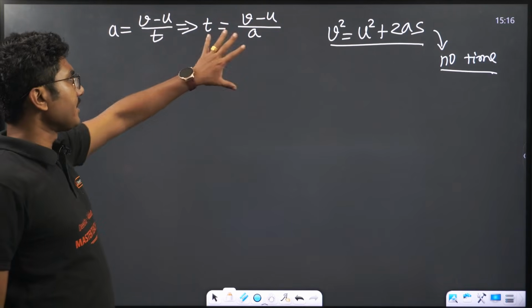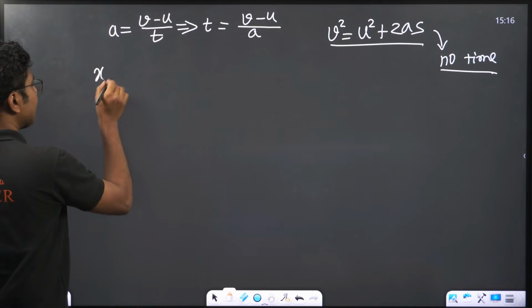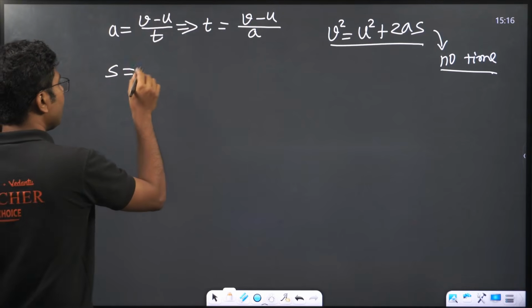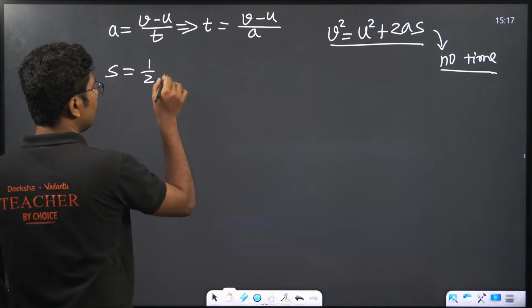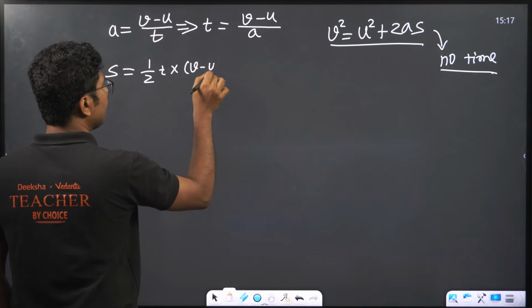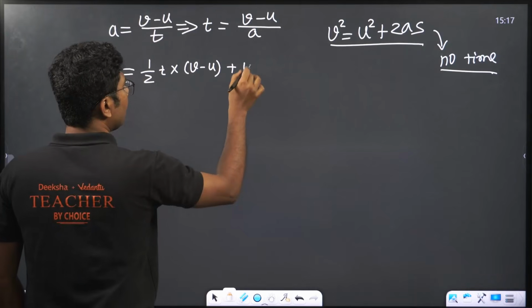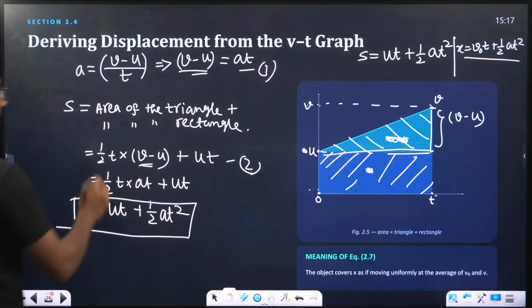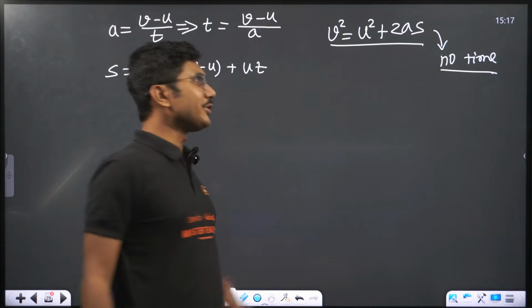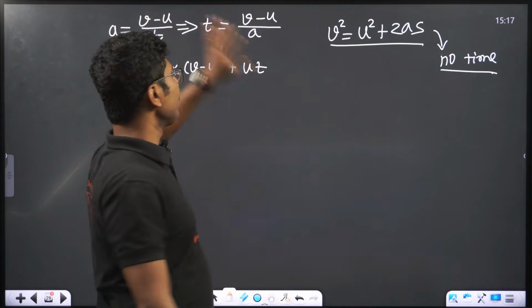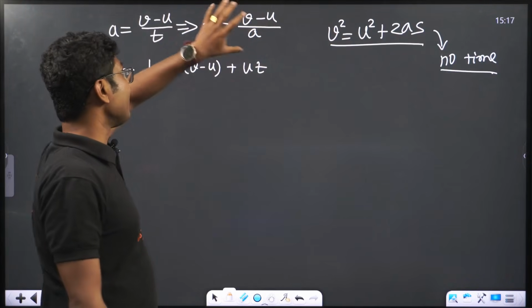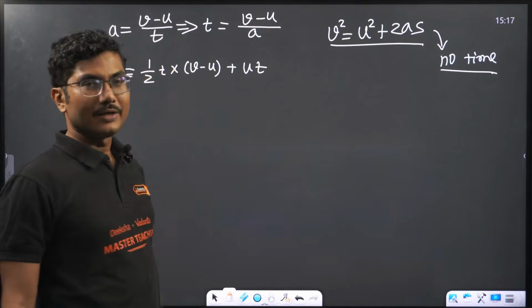Right, so now again we will be using the same calculation for s, which is half time t into v minus u plus u into t, right? The same equation, everything is same, only the substitution is different. If you substitute t here, you will get this equation, and if you substitute v minus u, you will get the first equation.